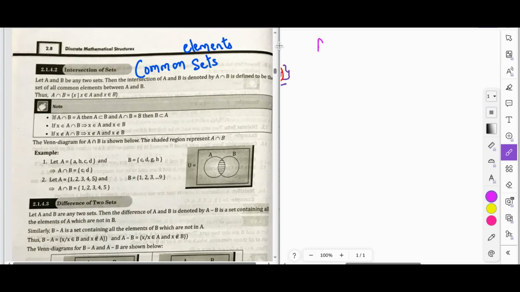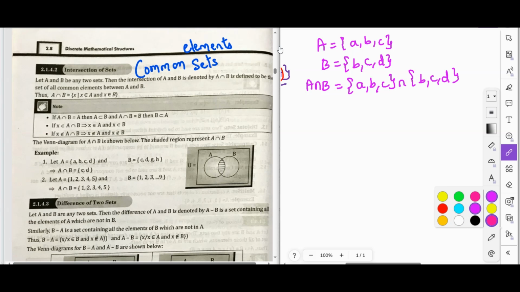For example, if you take A as {a, b, c} and B as {b, c, d}. If I want to find A intersection B, what are we going to do? We are going to select the common elements. A is {a, b, c}, intersection B is {b, c, d}. Now what is common in both? We have to select the common elements. B is common, and C is common. So A intersection B will be {b, c}.